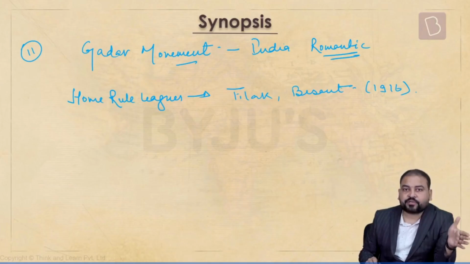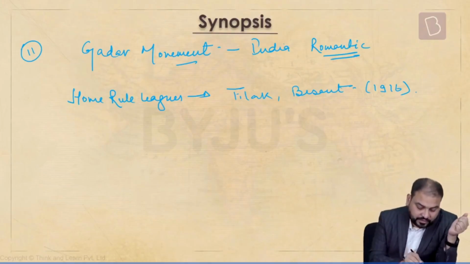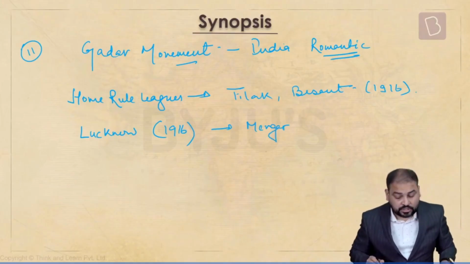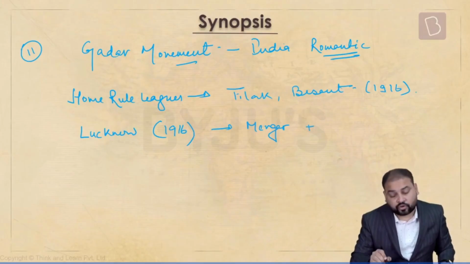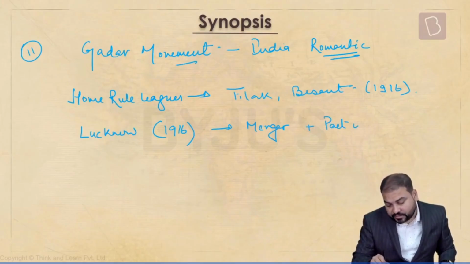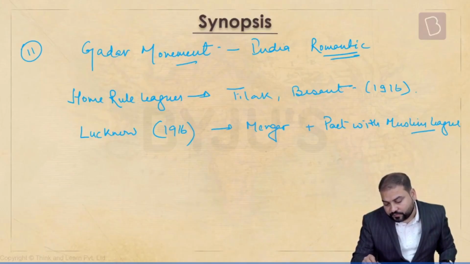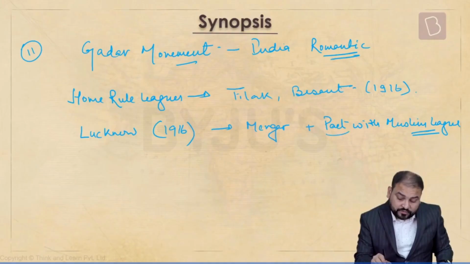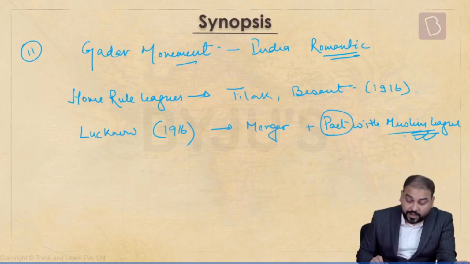Now, in the last chapter, you had studied that Congress had got divided in Surat. Here you will see that at the Lucknow session in 1916, there will be a merger of Congress. Not only a merger, along with that Congress will also form a pact with the Muslim League. Ten years ago, this party was formed so that Muslims don't join Congress, and now Congress is making a pact with them. That is something that we shall be seeing here. Lucknow Pact.